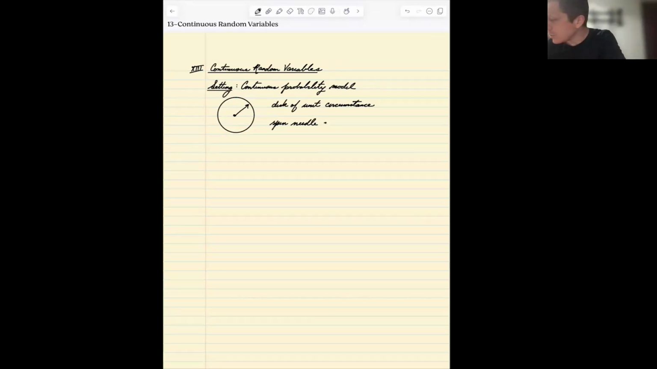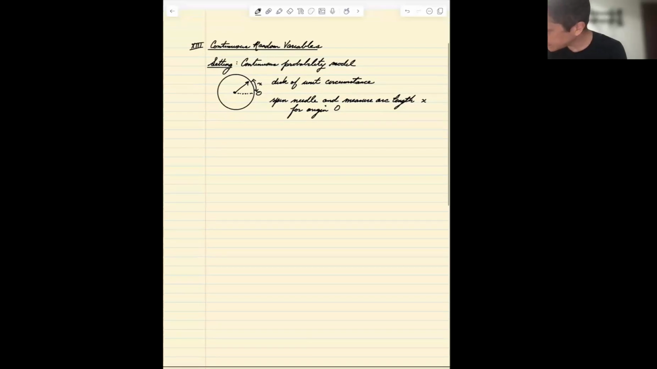And we want to measure the arc length from the origin point. We'll call the arc length X, and we'll write the origin as O. So the origin point is here. This arc length is going to be here.